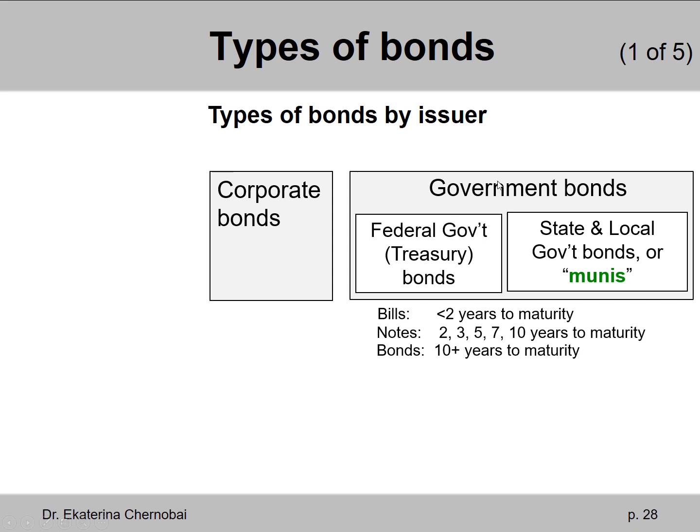The government bonds can in turn be issued by the federal government, and those bonds would be known as treasury bonds or treasuries, or they can be issued by more local governments, such as State of California, City of Pomona, and those are known as municipal bonds or munis. And again, there are different variations in how bonds may be called. Bills, if they have less than 2 years to maturity, notes, if they have 2 to 10 years to maturity, and simply bonds if they have a longer time to maturity.